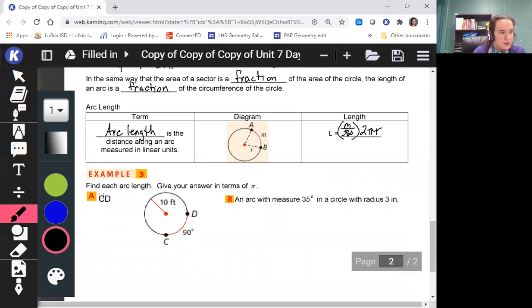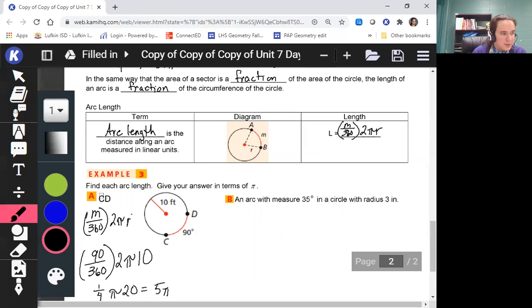So we're going to take, again, the measure of our angle over 360 times 2 times pi times our radius. Our measure for our angle on this one is 90. So 90 divided by 360 times 2 pi times our radius, which is 10. 90 over 360 reduces to 1/4, and 2 times 10 is 20, and 1/4 times 20, or 20 divided by 4, is 5. So we've got 5 pi feet.